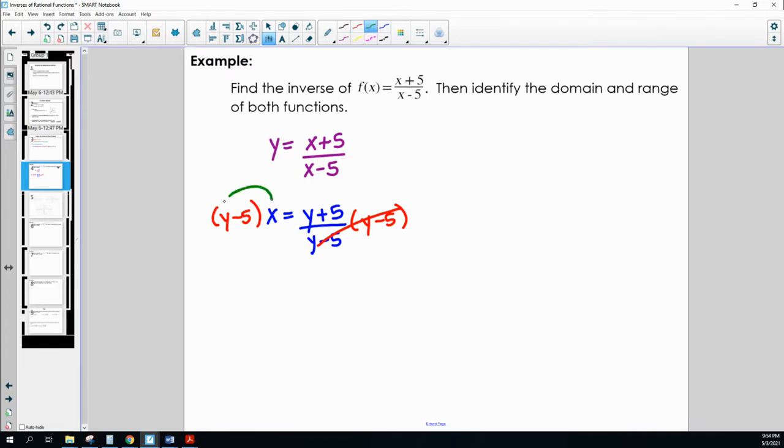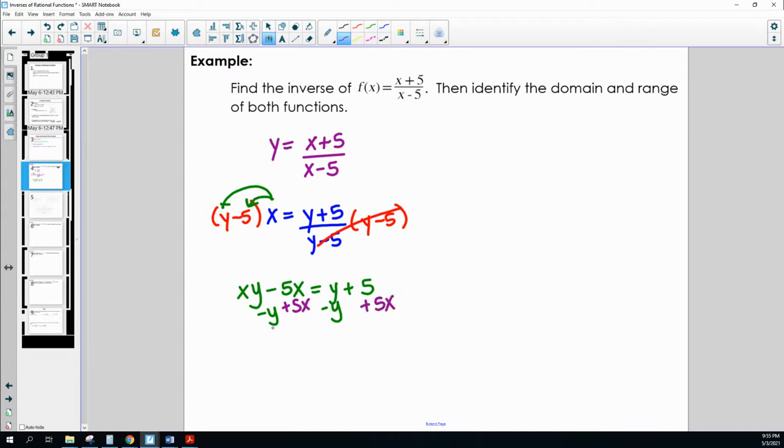So I'm going to distribute the x to the y and the x to the negative 5. x times y gives us xy. x times negative 5 gives us negative 5x. And that is equal to y plus 5. So now we just have one line of our equation. And now we want to get the y's together. So I'm going to subtract the y and bring it over on this side. And I'm going to move this negative 5x to the other side by adding the 5x.